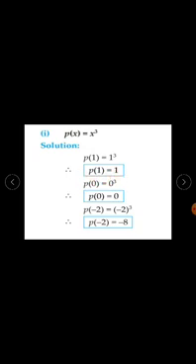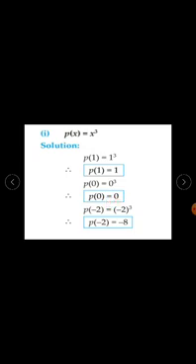Next you have to find out p of 0. P of 0 means put x equal to 0. So p of 0 equal to 0 cube. 0 cube means 0. So p of 0 equal to 0.